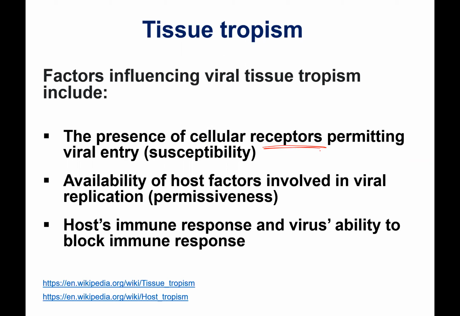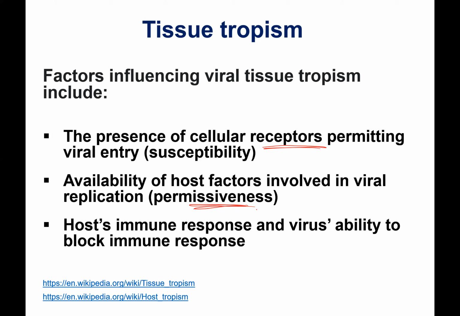So a cell has to be susceptible to a virus based on it displaying the receptors that allow the virus to bind to that cell and enter. But in addition to that, the cell must be what we call permissive, which means it must have the right host factors being expressed that the virus needs to complete the virus replication cycle. And we'll talk about some examples of that in just a minute.